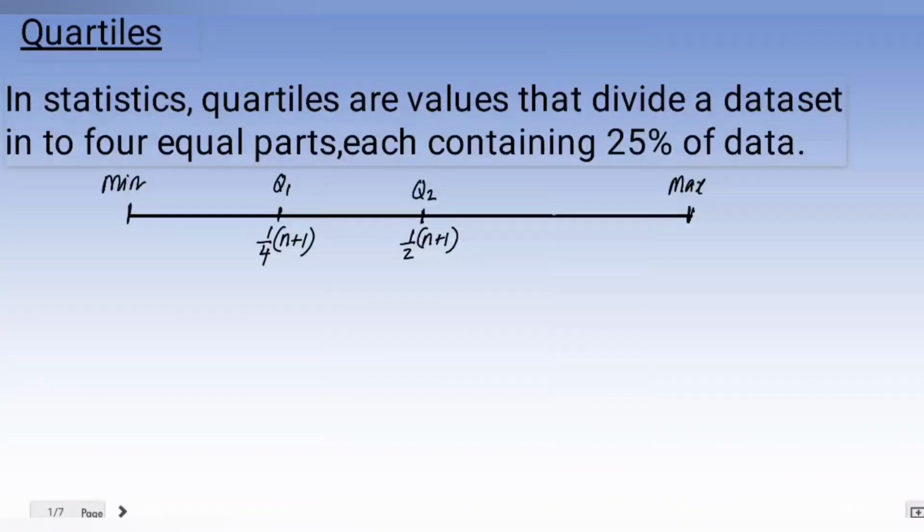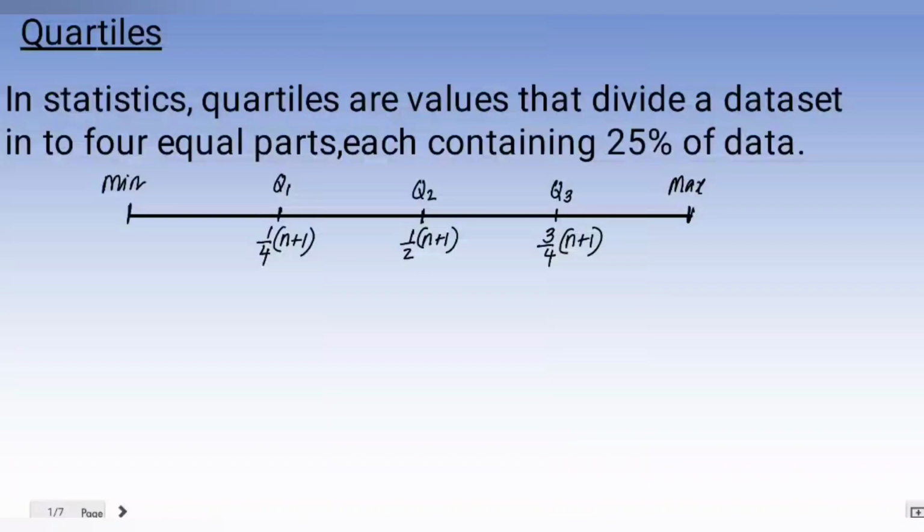That is, it is here, Q3. How do you find Q3? 3 by 4 times n plus 1. This is the formula that we are using, 3 by 4 times n plus 1. So the way that you are finding median, you have to change the formula: 1 over 4 times n plus 1 for Q1 and 3 over 4 times n plus 1 for Q3. Okay, so that's how we are finding Q1, Q2, Q3.